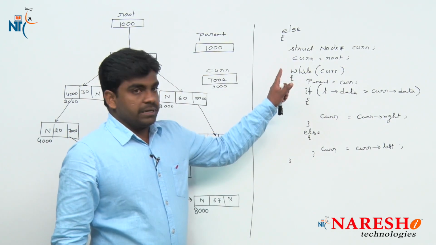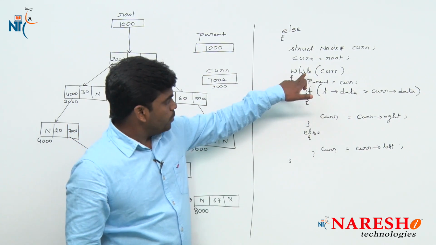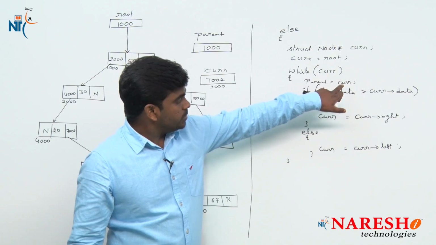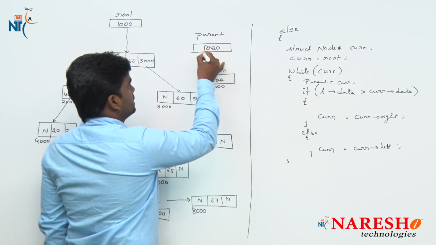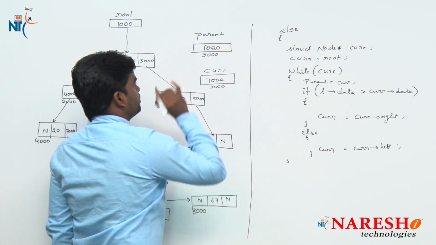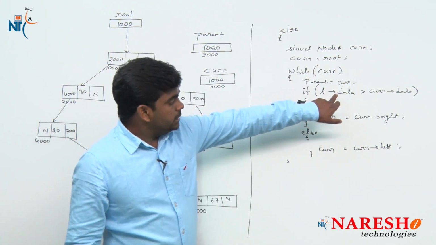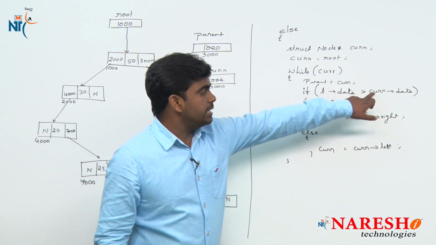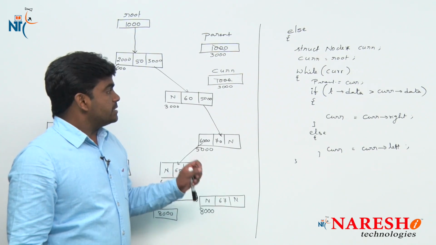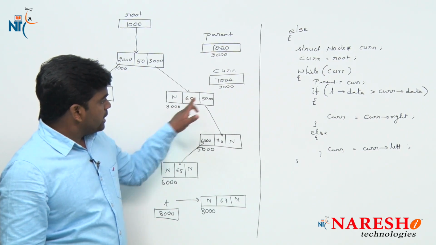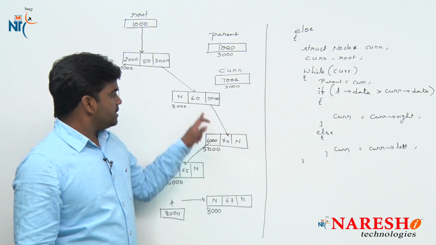Next, once again it will repeat. While current, what is the current value? 3000. Observe. While 3000 condition true, 3000 will be stored into parent. Parent is now 3000. Next, T2 data is greater than current to data. What is T2 data? It is 67, is greater than current to data. Current to data is what? Current is 3000. 3000 to data is what?